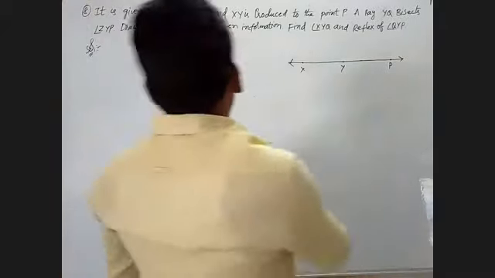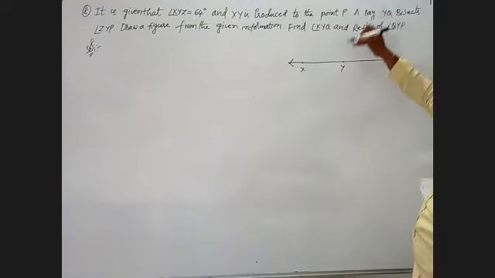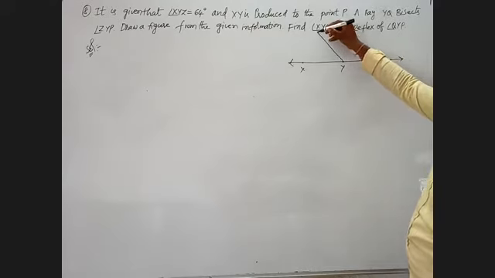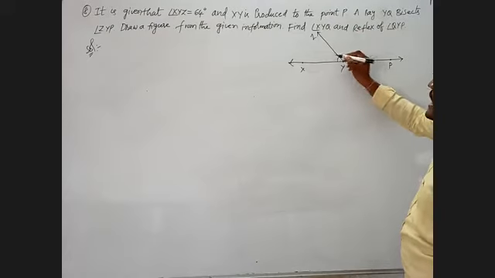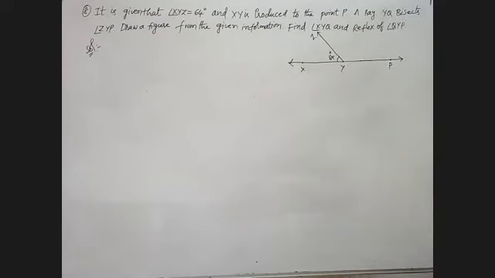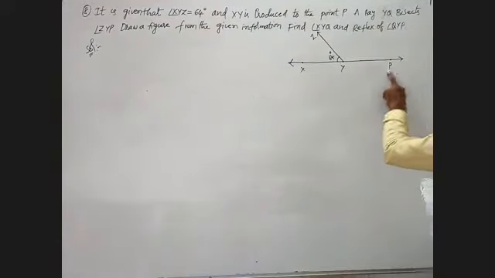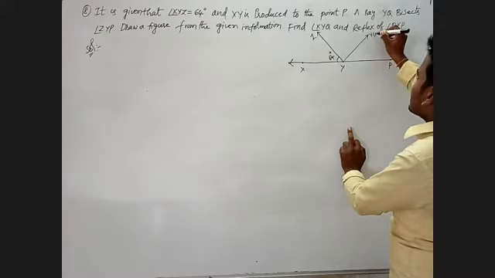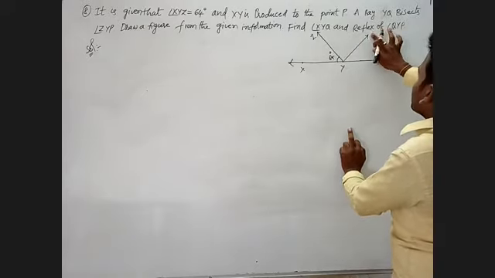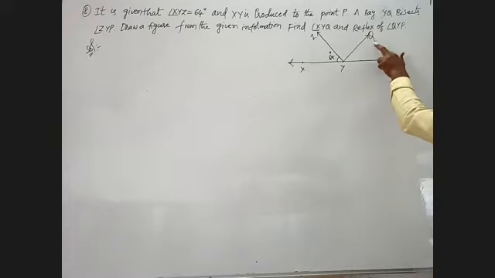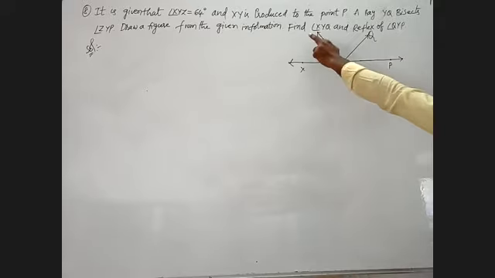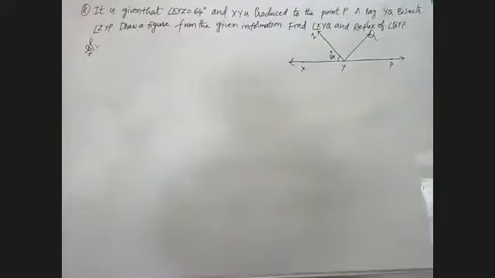This is the given information. After that, angle XYZ is equal to 64 degrees. I will take this one, this is nothing but Z, with 64 degrees. By the problem, YQ bisects angle ZYP. After that, we will take one line that is nothing but YQ. This is Y, this is Q. YQ bisects angle ZYP. This is the given information of the figure.